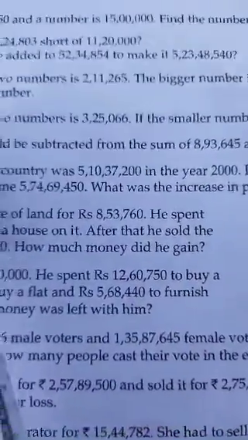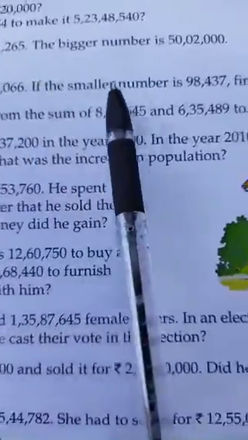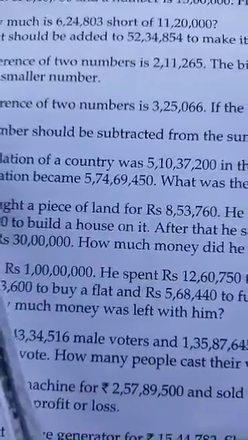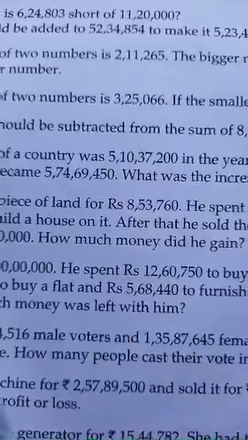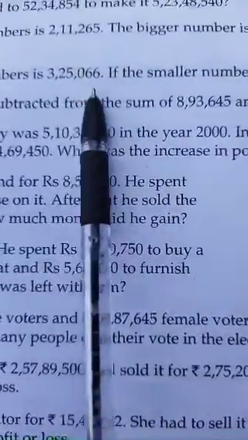Now question number 4. The difference of two numbers is this much. If the smaller number is this much, then find the larger. So this question number 4 is also the same as question number 3. So in this question also you have to subtract both the digits and you will get your final answer.